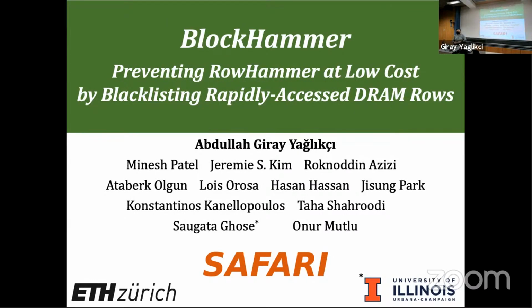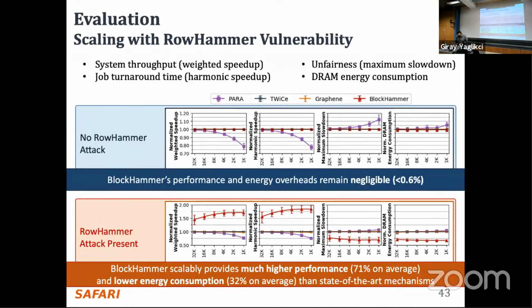Right. I guess a point to the evaluation, you show that even with 1,000 hammer threshold, you only have like some 0.7x weighted speedup, right? I think that's roughly the number. I can go back. Which plot are you talking about? Oh, okay, no, that's not even. So we show almost no slowdown, in fact.